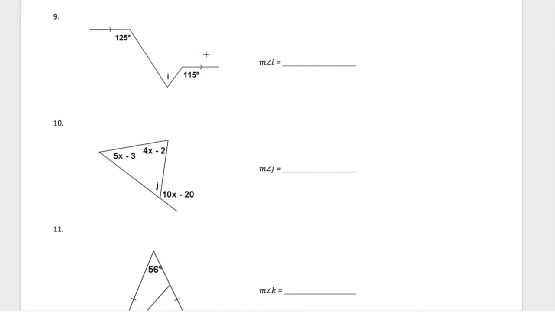Number 9 can be solved a few different ways. I think the easiest way to do it is by drawing an auxiliary line right here, and then you know that this is going to be same side interior, so I'm going to be using SSI, same side interior, which means it's going to be 180 minus 115 because they're supplementary, and that's going to be 65 degrees right here.